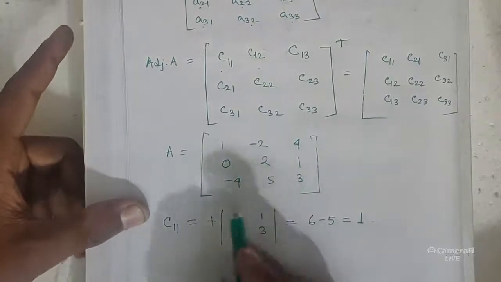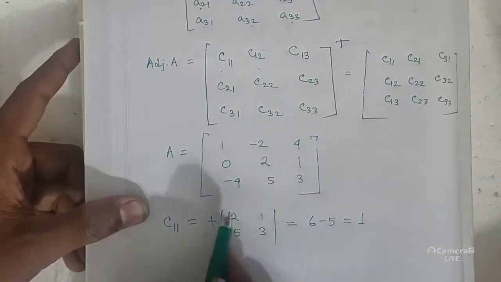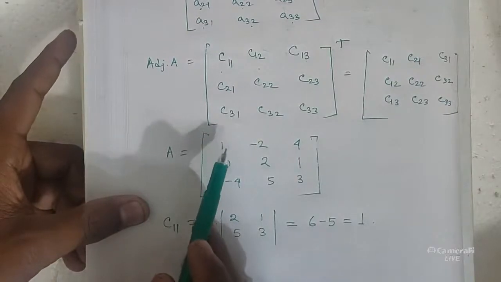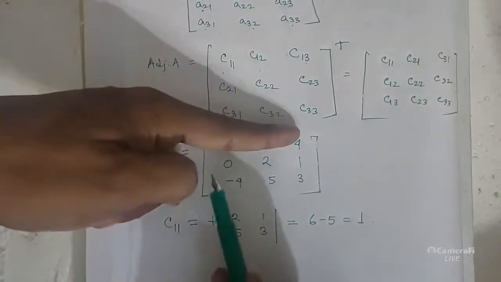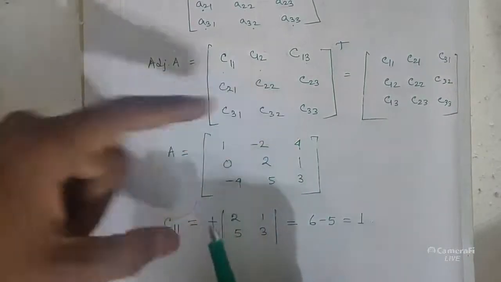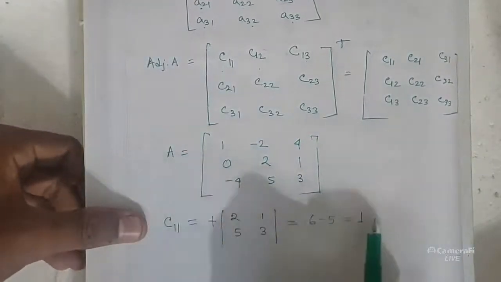How to find it? We have to write down the sign of the element and then delete the corresponding row and column. Whatever is left, we write down under this determinant symbol and calculate the value.